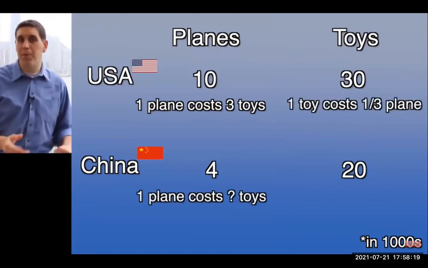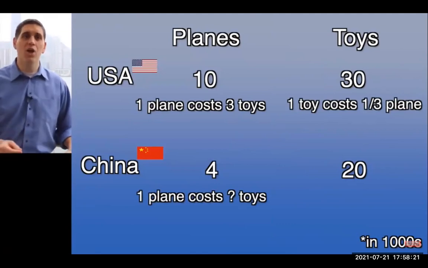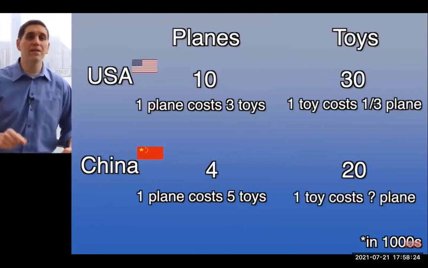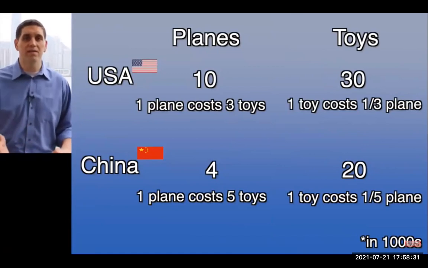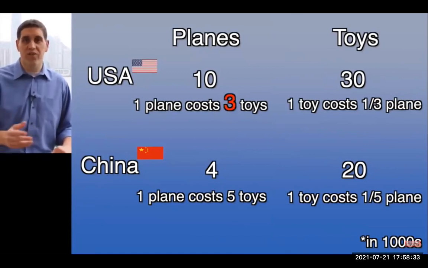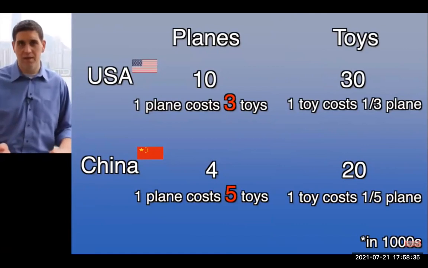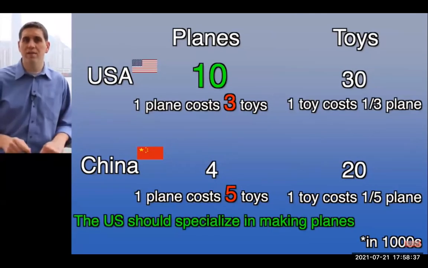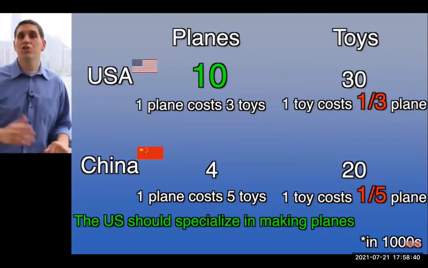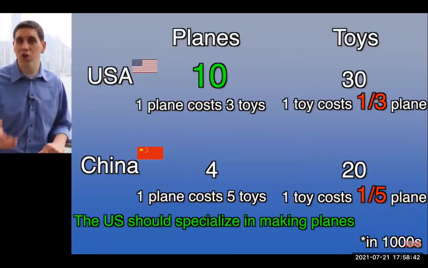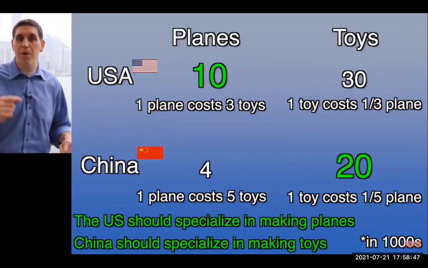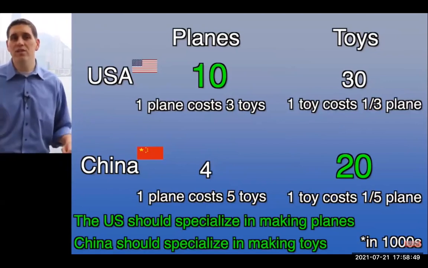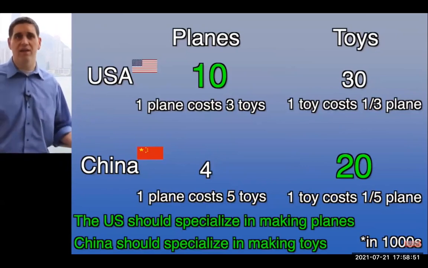How many toys does China give up when they produce 1 plane? For China, 1 plane costs 5 toys. Now, how many planes do they give up when they produce 1 toy? The answer is 1/5 of a plane. So which country should specialize in producing planes? The one that gives up 3 toys for each plane, or the one that gives up 5 toys for each plane? Well, the US, because they have a lower opportunity cost and therefore a comparative advantage. China has a comparative advantage in the production of toys. So if these 2 countries specialize in trade, they'll actually be better off than if they try to produce the products themselves. And that's the whole reason why we learned the concept of comparative advantage.